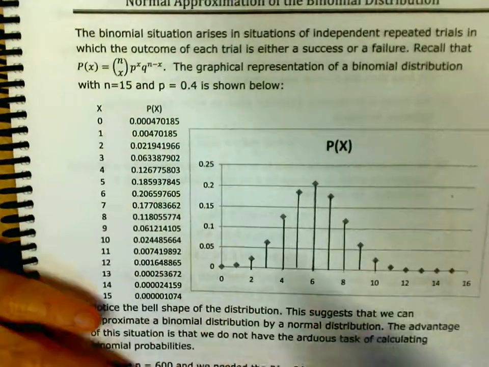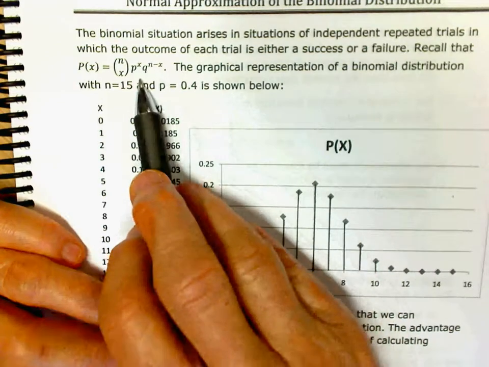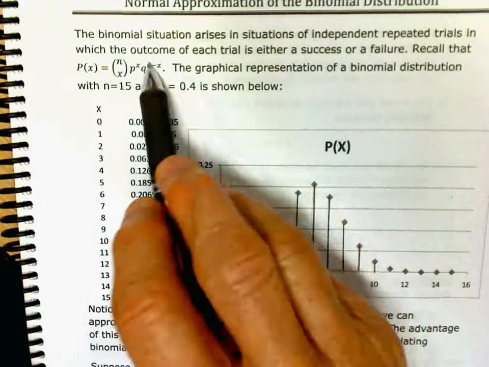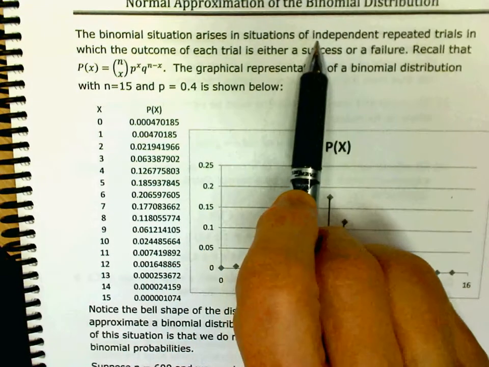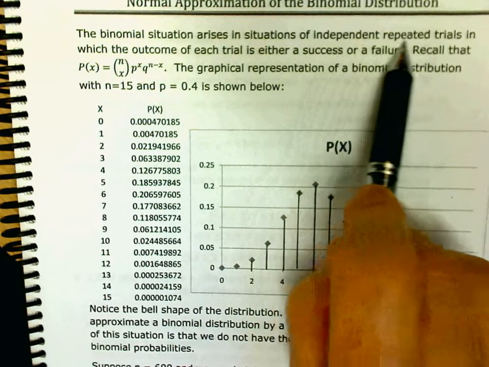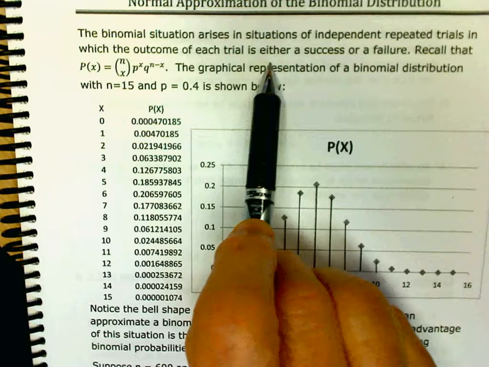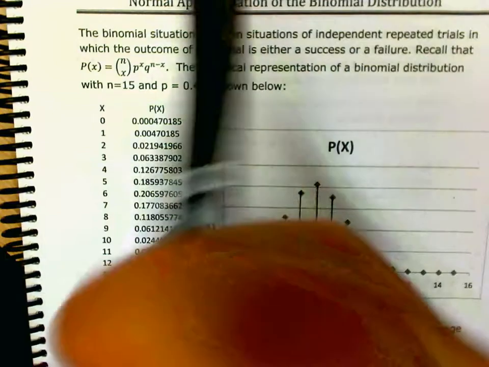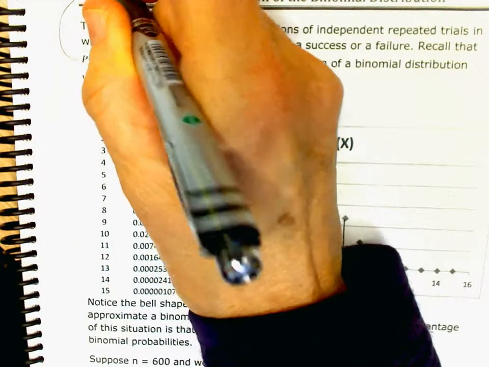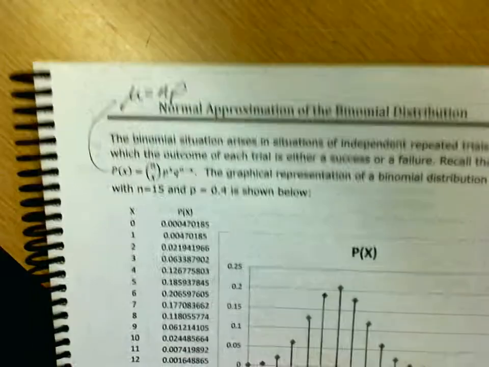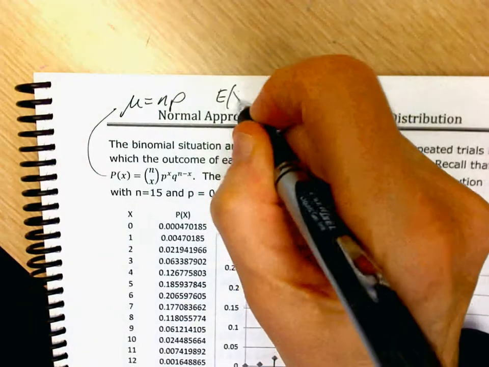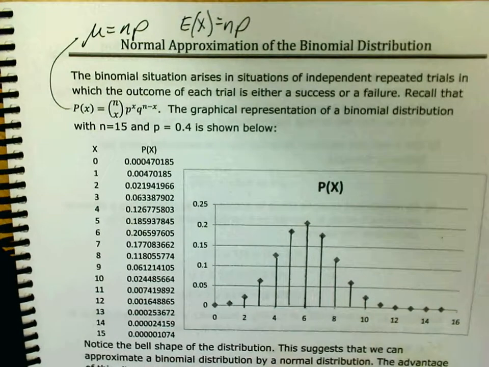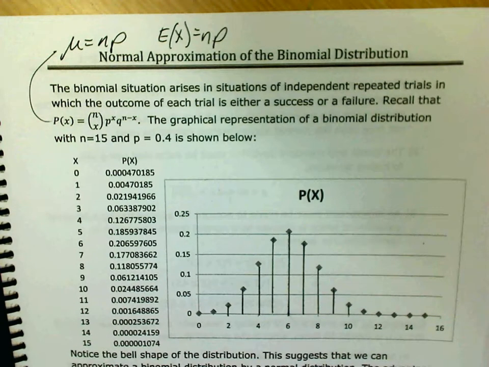Alrighty. The binomial situation. Do you remember the binomial from the last unit? It was a discrete model. The binomial situation arises in situations of independent repeated trials in which each trial is either success or failure. To calculate the mean, the mean equals np, or expected value equals np. Expected value is basically another word for the mean. On average, what can we expect to get?